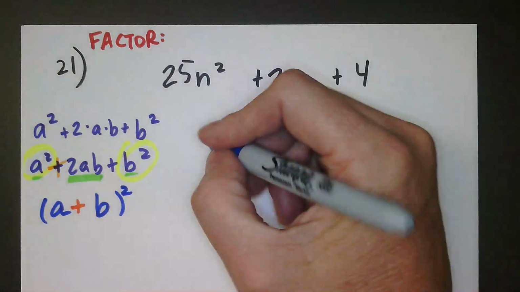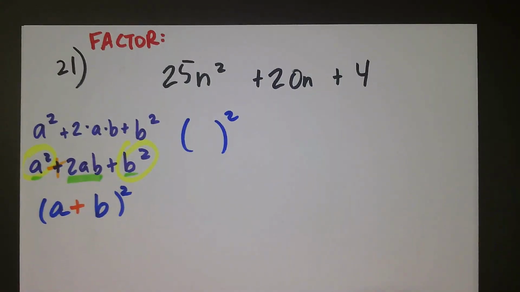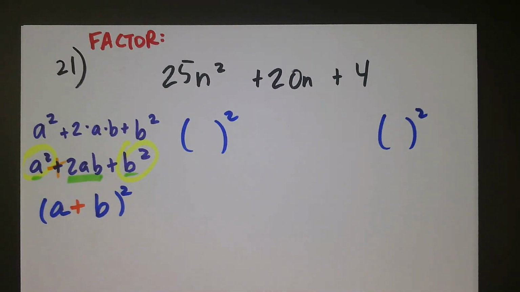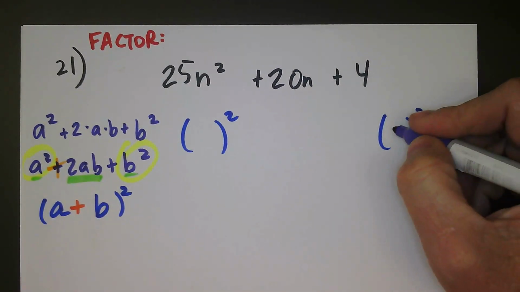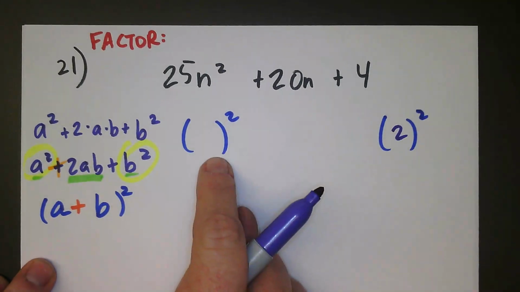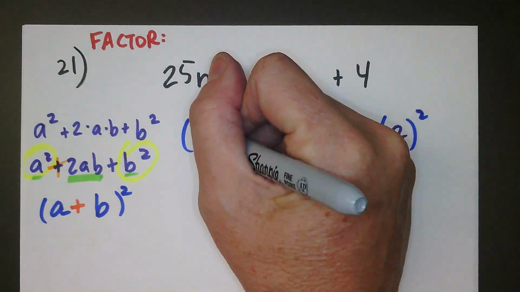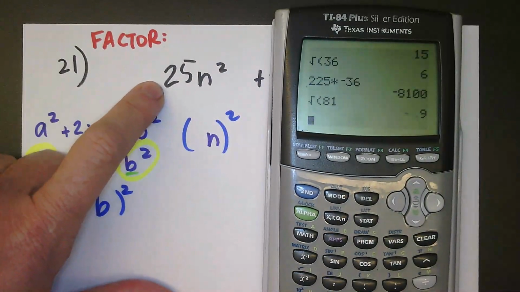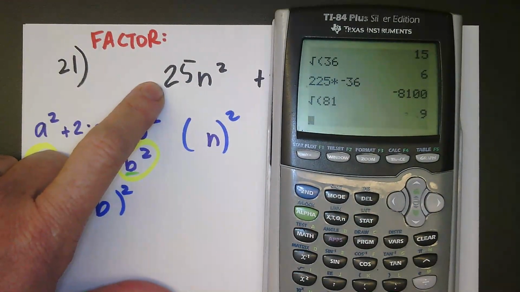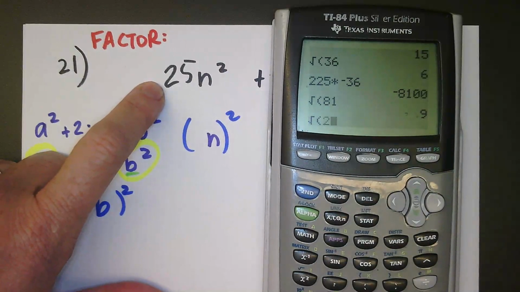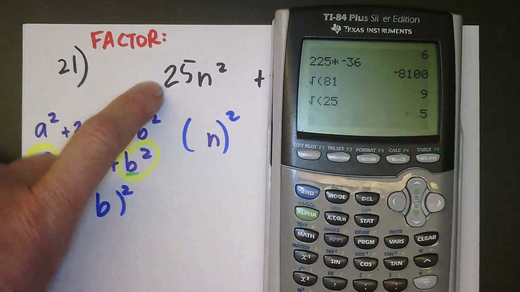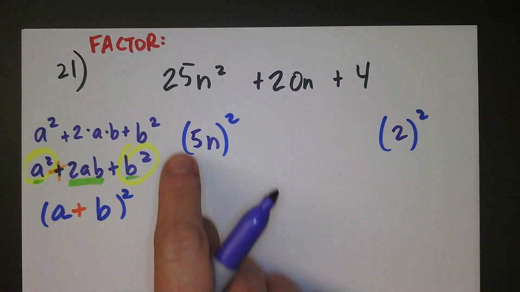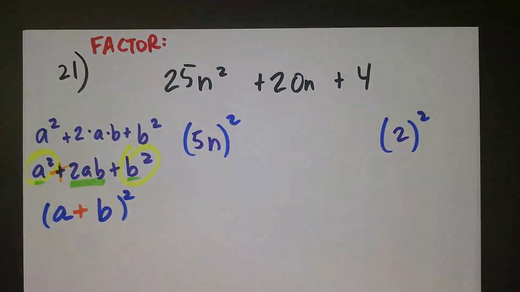We're looking, can we make this something to the second power? Can we make our 4 something to the second power? And we definitely can, right? 2 squared is 4. This one right here, we definitely have n to the second power. There's a number 25 there. And if you don't know what a number times itself is 25, you can always get there with the square root. The square root will undo the square. So it's 5. So that means this is 5n times 5n to get you 25n squared.